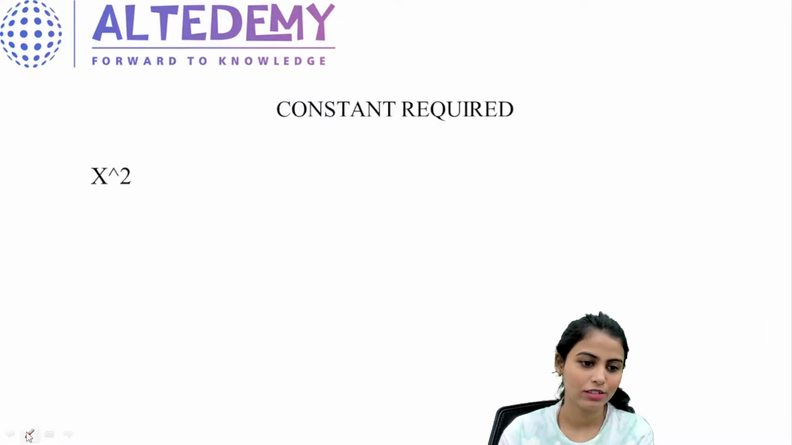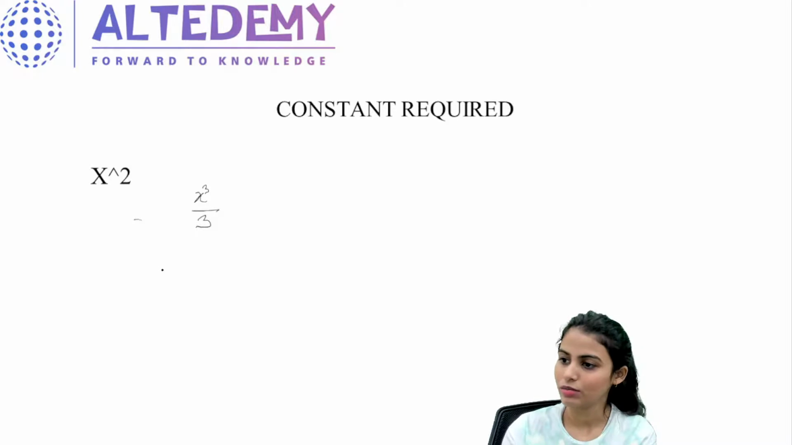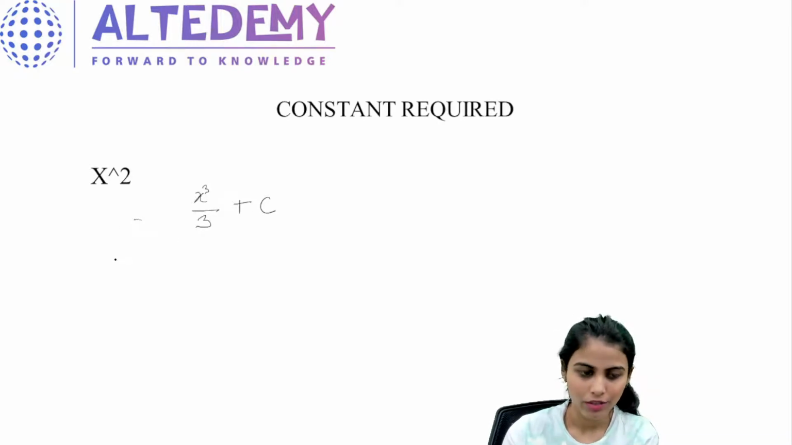Next slide, please. Constant required. I already told you the need for a constant, but let me tell you this. If we integrate x squared, what do we get? X cubed by 3, right? Plus c. But I think we can get this by more than one method. Let me see. Let me try. I've also not seen this thing.